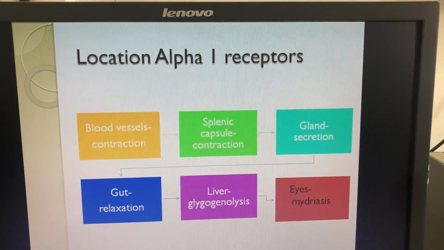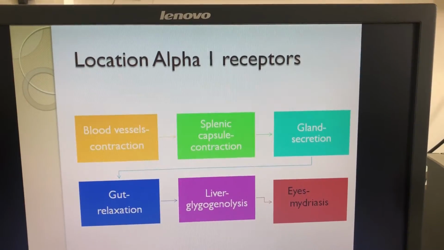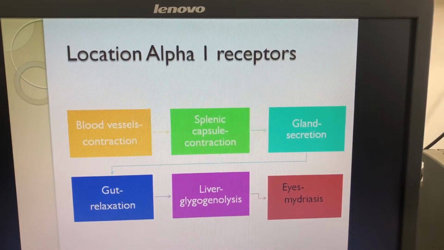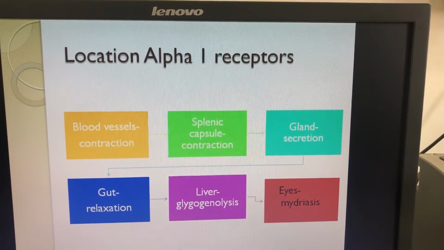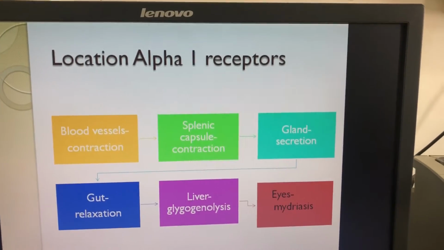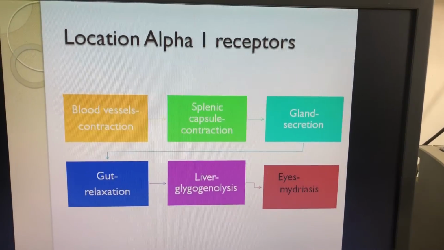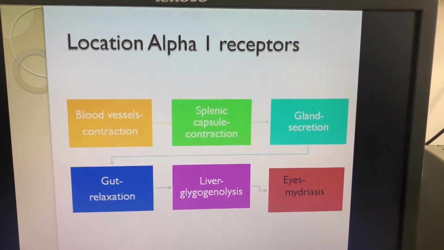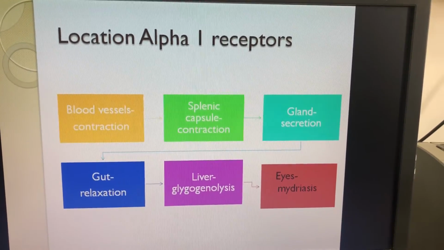Now, let us talk of the alpha 1 receptors. Alpha 1 receptors are present on the blood vessels. When any catecholamine binds to the alpha 1 receptor, for example noradrenaline or adrenaline, when it acts on the blood vessels and binds to the alpha 1 receptors on the blood vessels, it causes contraction of the blood vessels.